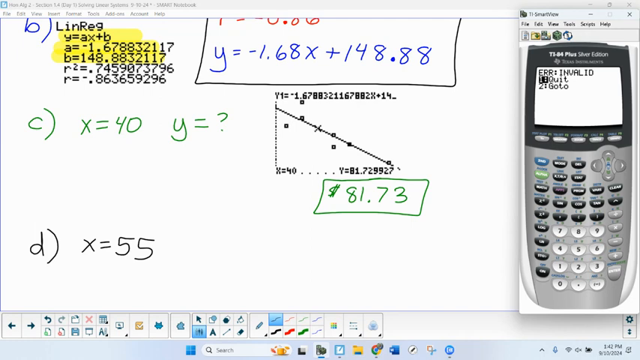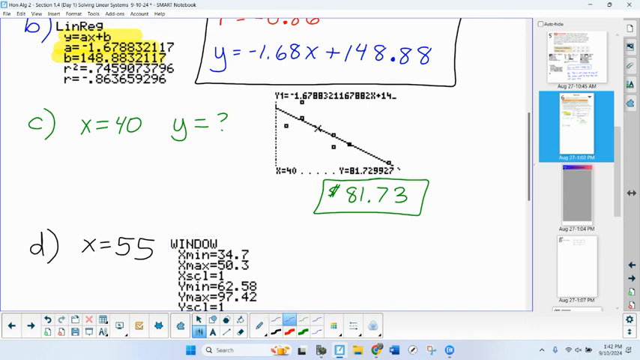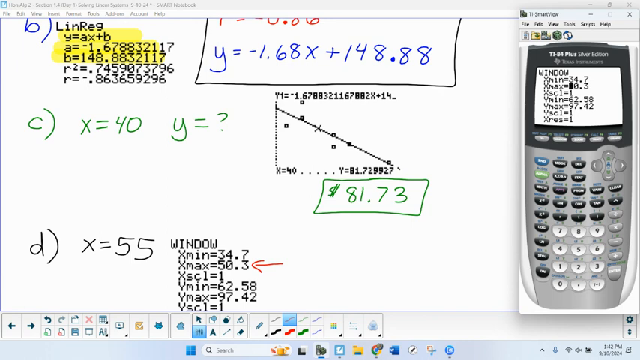And this is where I had some people come see me today and say, what do I do again when it can't see my graph? So you go ahead and say, okay, quit. Go back to your window. Notice that the X max is 50.3, and you're trying to tell your calculator to calculate for 55. Your calculator's like, I can't do that, I don't have enough room. So what do you want to make your X max? 56 would work, 60 would work, whatever you want.